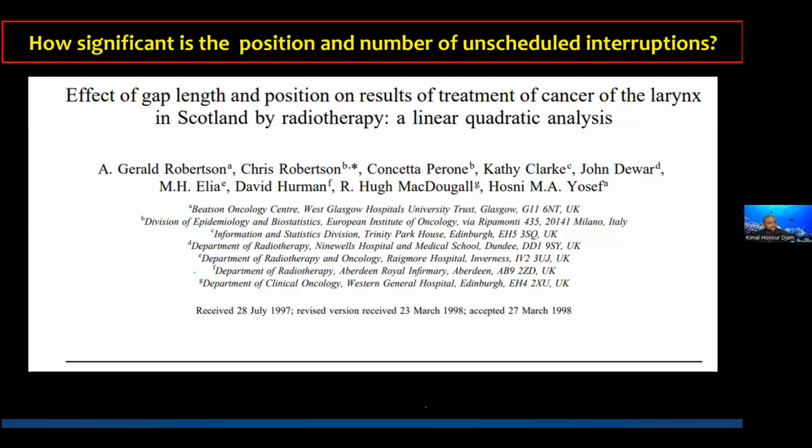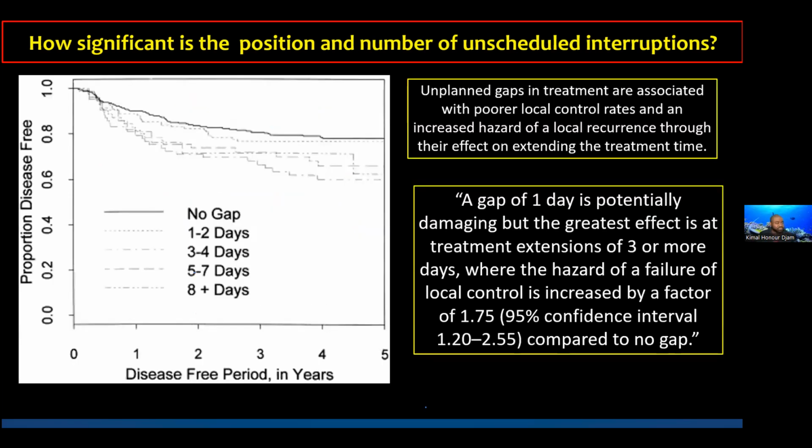What this study actually came out with, which I encourage you to take a look at when you have time, was the fact that the position of the gap, of the unscheduled interruption, really plays a crucial role. It actually reaffirms our assertion that if the gap is closer to the end of treatment, which in turn corresponds to the rapid repopulation of cells, it has a drastic effect.